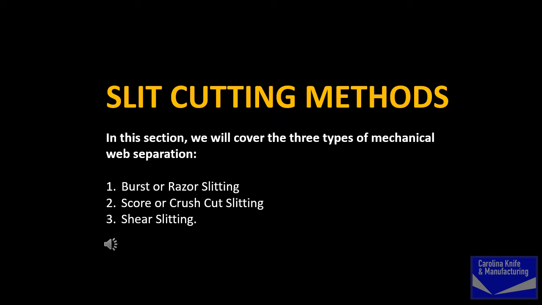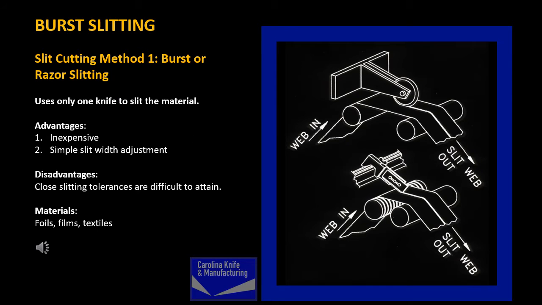There exists in manufacturing today 3 different types of web separation: burst slitting, score or crush cut slitting, and shear slitting. The first process we will discuss today is burst slitting. Burst slitting uses only one knife to perform the work.